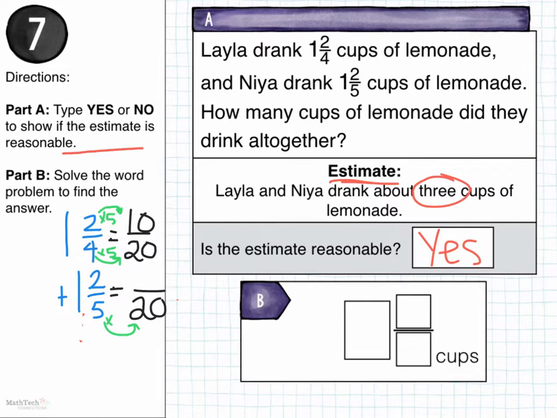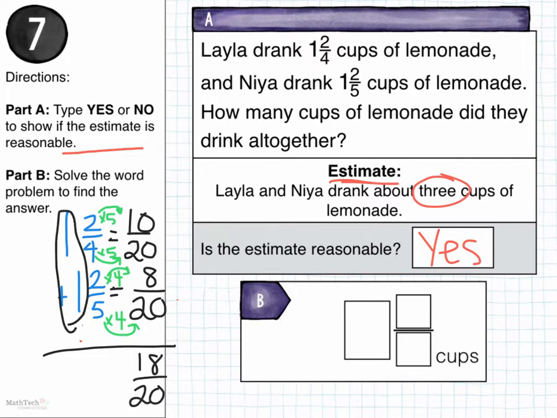To turn 5 into 20 using multiplication, I need to multiply by 4. So I need to carry out that same thing with my numerator, and 2 times 4 is 8. So over here I have 10/20 plus 8/20, which makes 18/20. But don't forget your whole numbers. 1 plus 1 is 2.